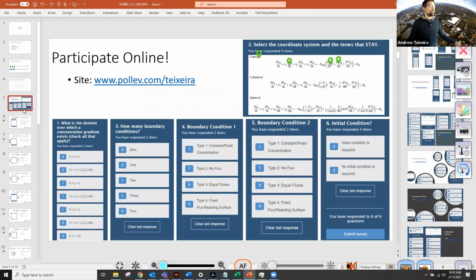The poll everywhere that I'm going to ask you is similar to what we've done previously. It's choose the correct coordinate system and then answer these questions about the domain, how many boundary conditions, all of that.